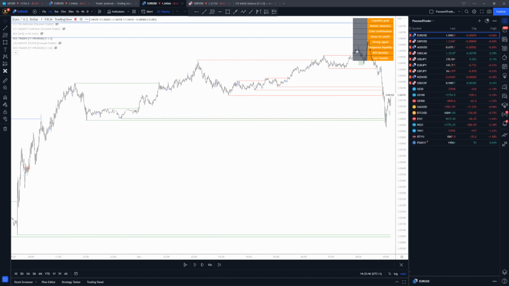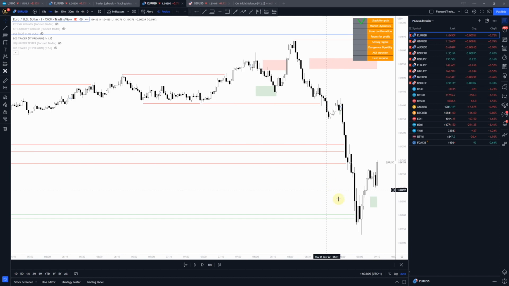So let's pick up a pen and let's check all the checkmarks that we can. So liquidity is grabbed, that's confirmed. Is there market dynamics? Well, I will zoom in a bit, but for sure, strong sellers and very strong imbalance buyers. So market dynamics is also okay.